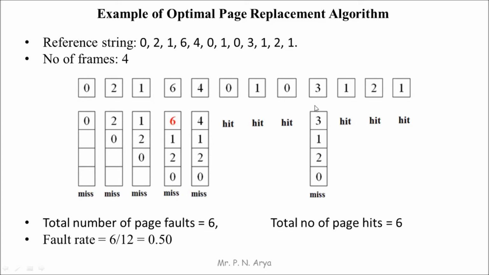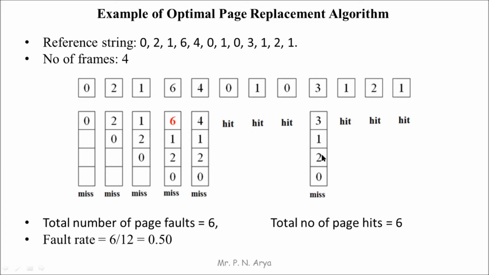Which page is removed from the frame and replaced with 3? We check: 1 will be used, 2 will be used in the future, and 1 is also used. We can remove 4, and also we can remove 0 because 0 is not used in the future. We remove 4, and 4 is replaced with 3.